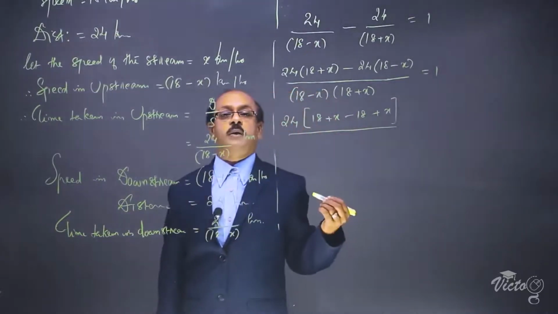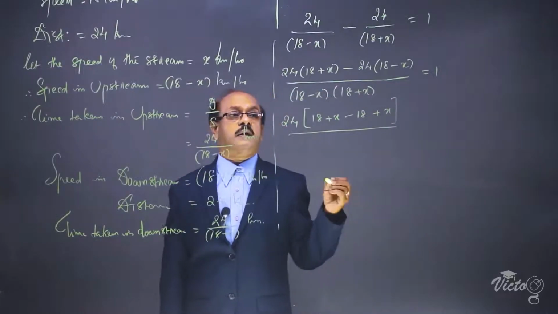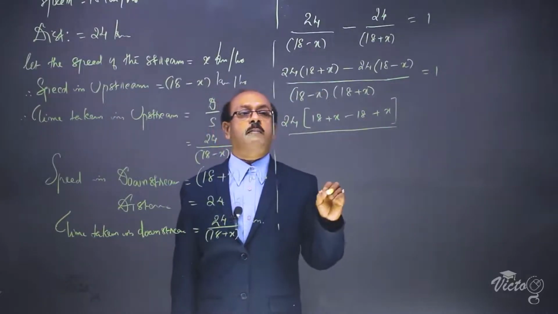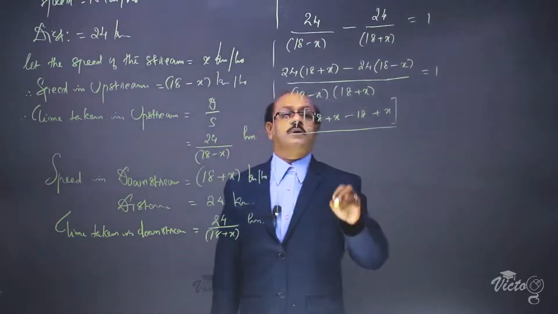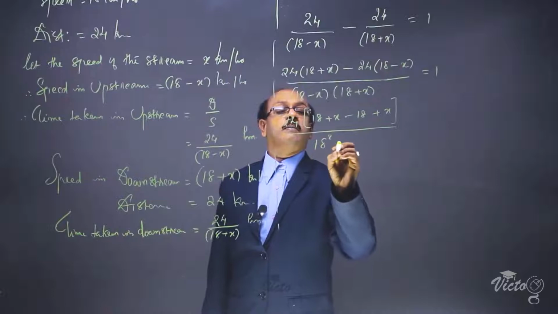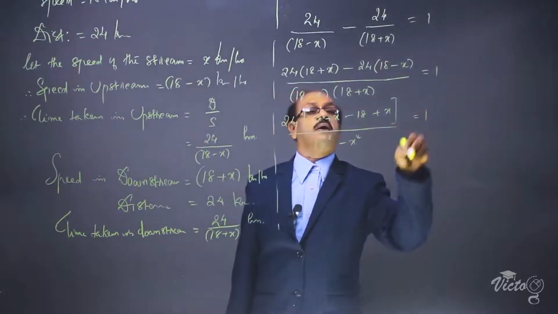What is (a minus b) into (a plus b)? We have already discussed the identity: (a minus b) into (a plus b) is equal to a square minus b square. That is 18 square minus x square is equal to 1.